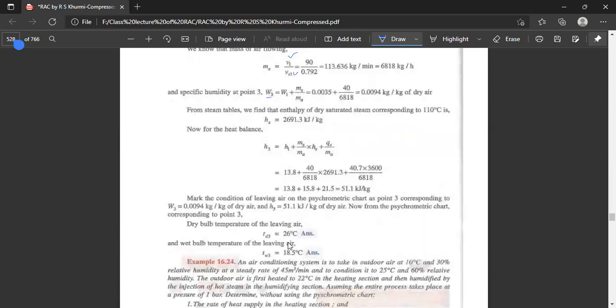Mark the condition of the leaving air on the psychrometric chart at point 3, corresponding to W3 and H3, which you have already calculated. Now, from point 3 on the psychrometric chart, the dry bulb temperature is given as 26 centigrade. If we drop a line on the dry bulb line, and the other line, both the dry bulb temperature line and the wet bulb temperature line will be available here.